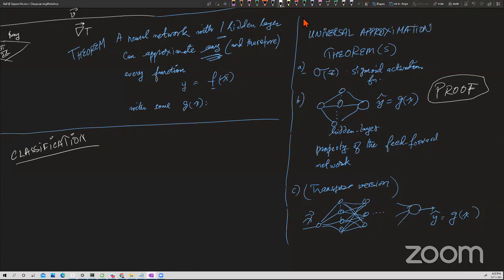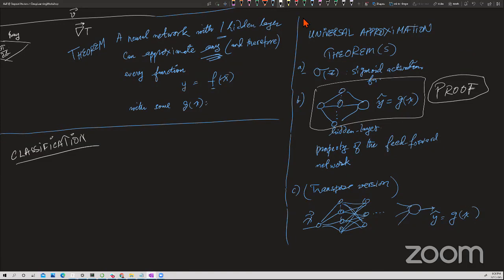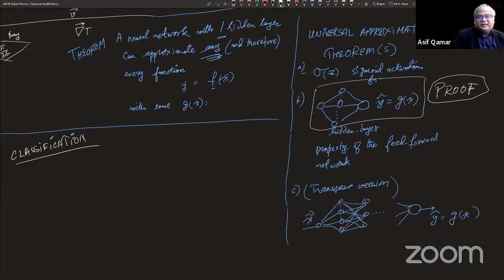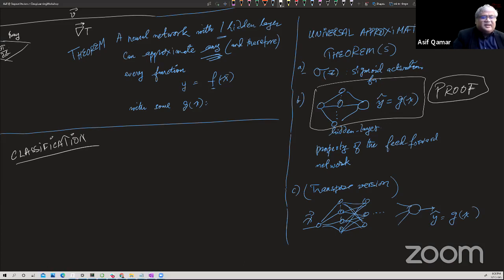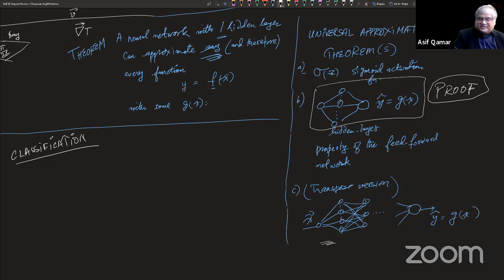So what are the preconditions? The function needs to be, there needs to be a sigmoid activation function. No, that was the initial version. The B version proved that it actually has nothing to do with sigmoid. So long as you have this architecture, one single hidden layer, irrespective of what activation function you use, it will always be true. And then came the transposed version. These are enhancements, generalizations. The generalization says that you don't need just one hidden layer. You can actually have multiple hidden layers and it will still be true. So this is, in some sense, the most generalized version of the theorem.